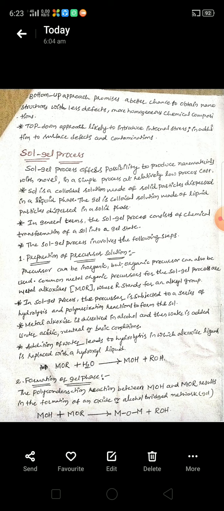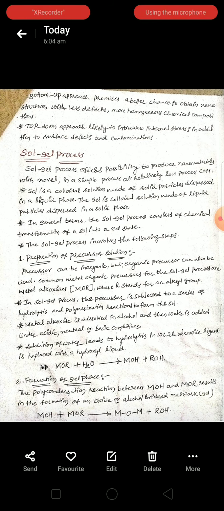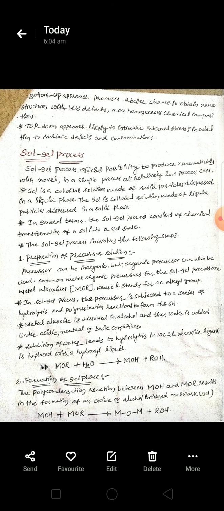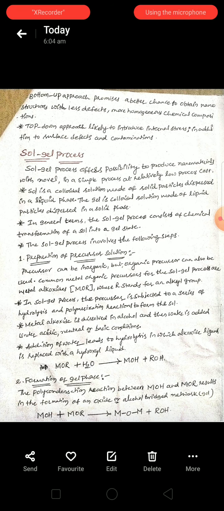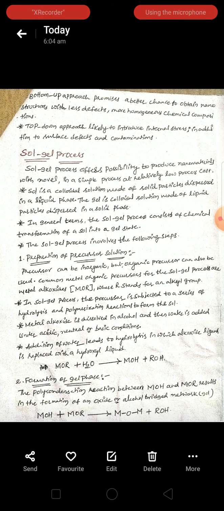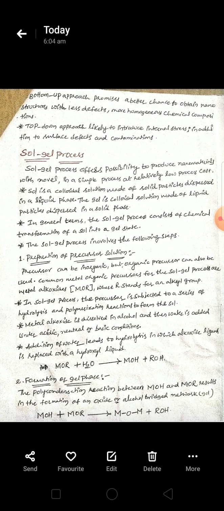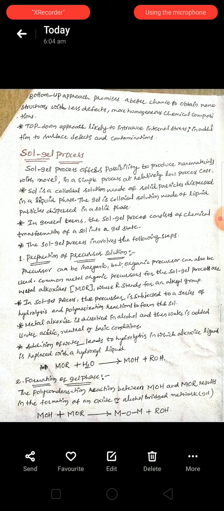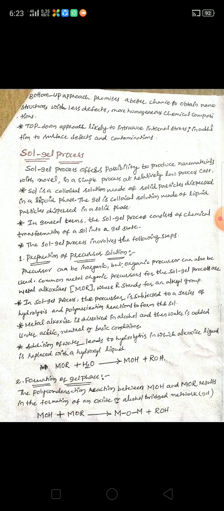Here in this step, the metal alkoxide, or precursor, undergoes a series of hydrolysis and polymerization reactions, then we will get the MOH. MOH is the sol. In this step the OR alkoxide group is completely replaced by OH group. MOH we are calling it as sol.